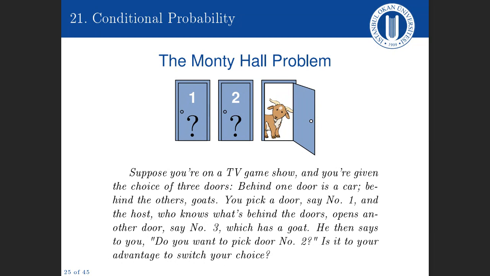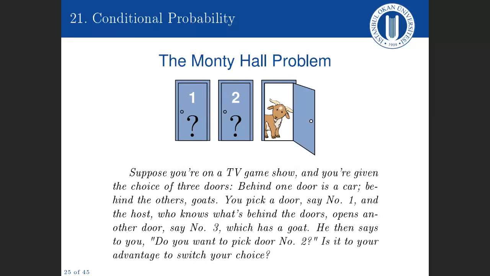Suppose you're on a TV game show and you're given the choice of 3 doors. Behind one door is a car, and behind the other 2 doors are goats. You can open one of the doors and you can win a prize. You can win a car if you find the car. So you pick a door. Let's say you choose door number 1.